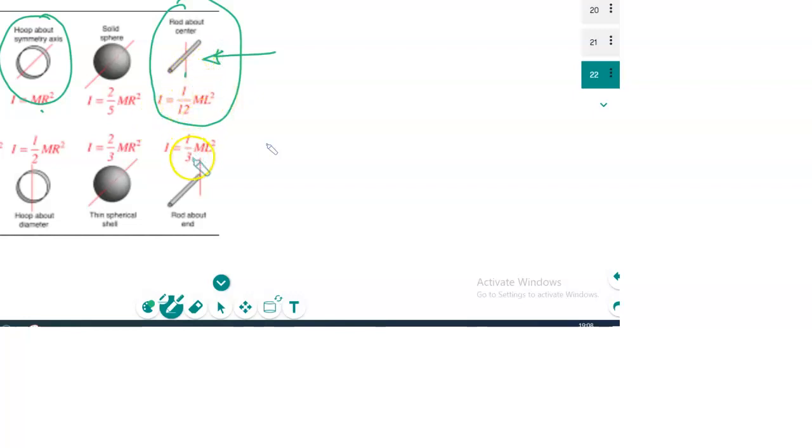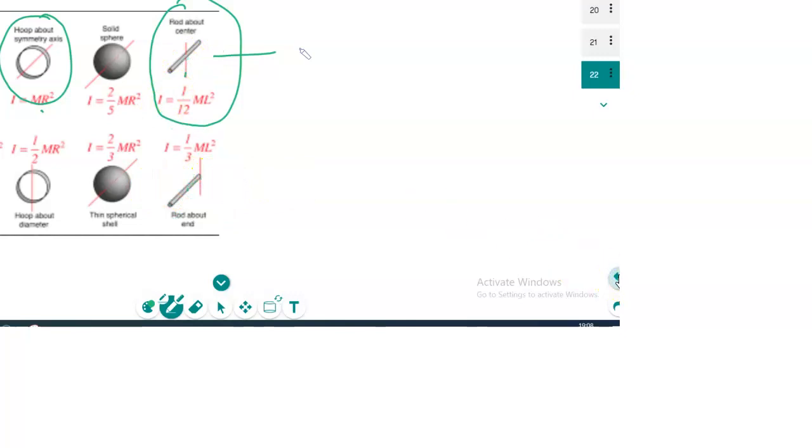I remember, yes. And then about one end, we have transferred, then it becomes ml square by 3. That is also what I have told you. Correct? For the one end we have changed the limit. Correct or not? Here also we can use the parallel axis theorem for this and this.